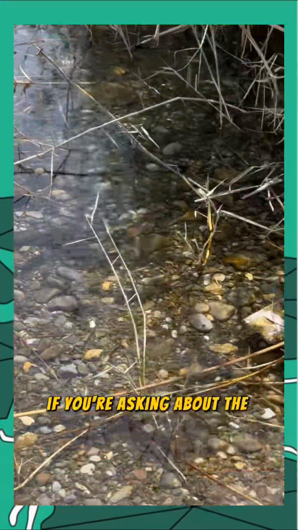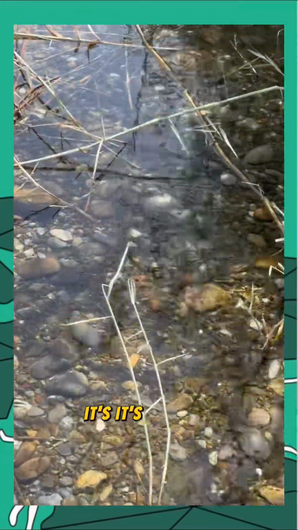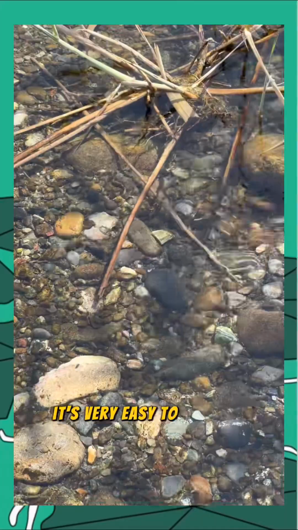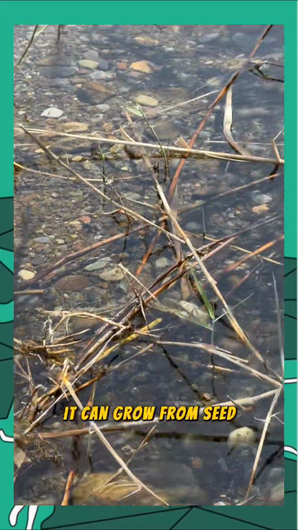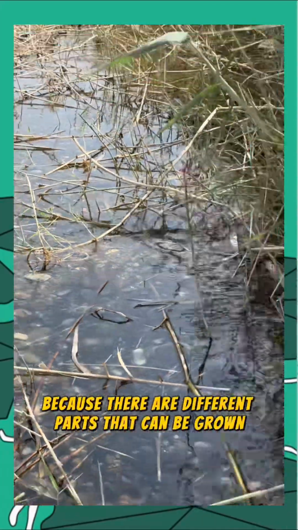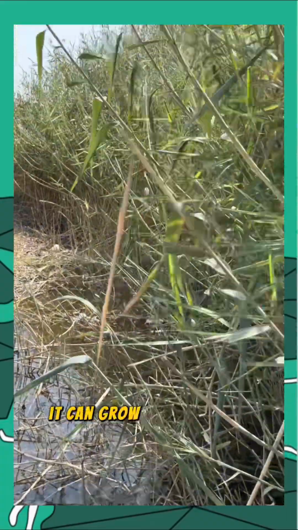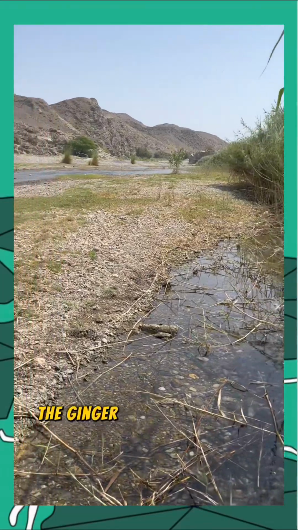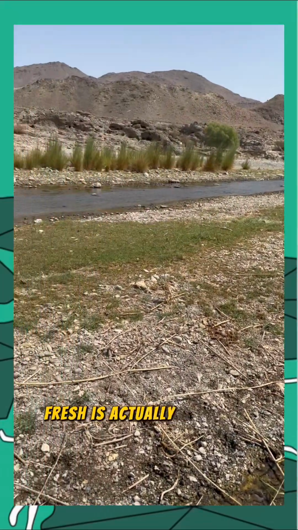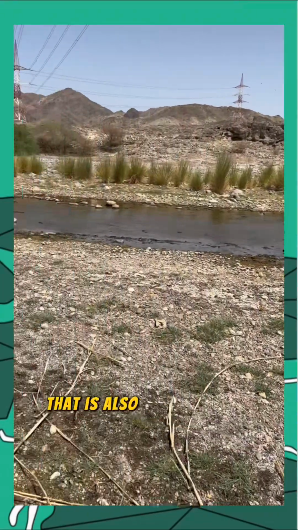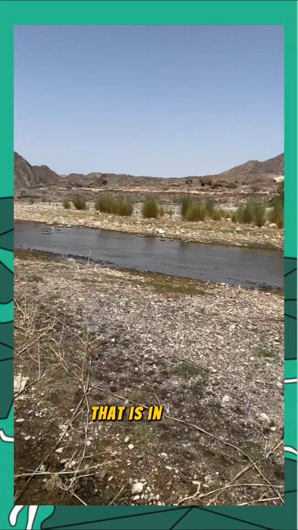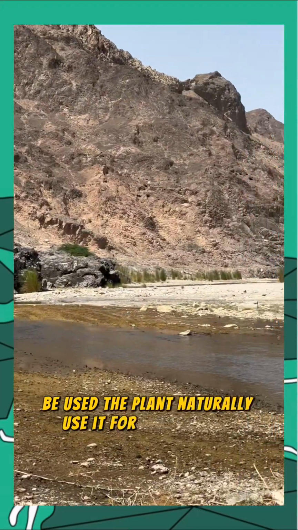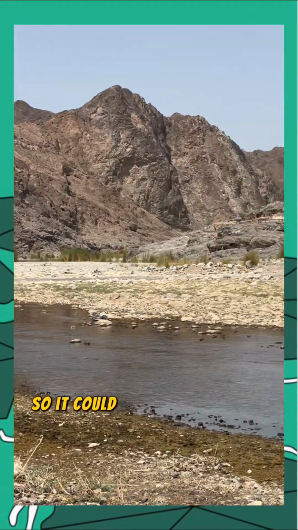And if you're asking about the origin of this plant, it's unknown, but it's very easy to propagate. It's very easy to grow. It can grow from seed, and there are different parts that can be grown. It can grow from rhizome, which is like a tuber. You know ginger, right? The ginger that we consume fresh is actually a rhizome. That is also the same part that is in lotus, and that can be used. The plant naturally uses it for propagation. So it could be that.